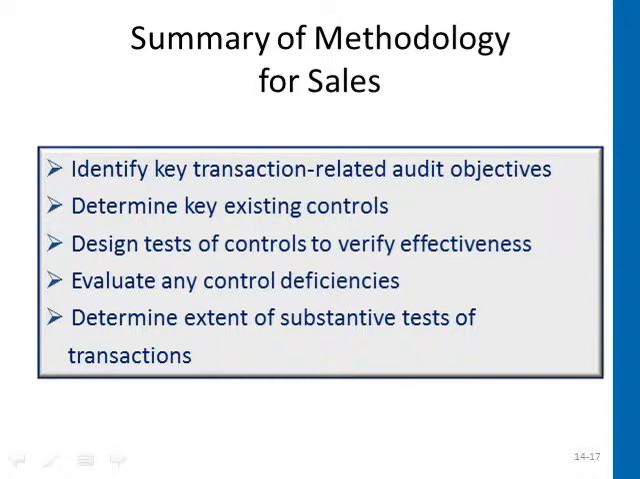So this is the summary of the methodology for sales, when we're auditing sales. So we identify the key transaction-related audit objectives, we determine existing controls, we test these controls to verify effectiveness, we evaluate any control deficiencies, and then we determine the extent of substantive test of transactions. So if we can rely on controls in some areas, we don't have to test as much. If we don't rely on controls, our samples have to be larger so that we test more.